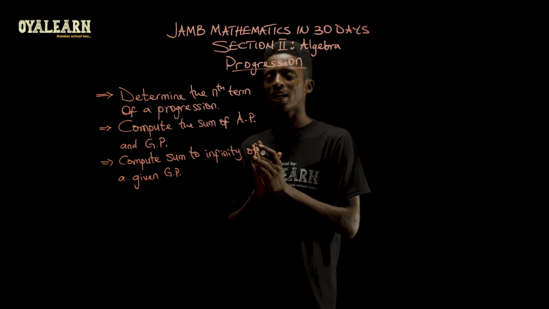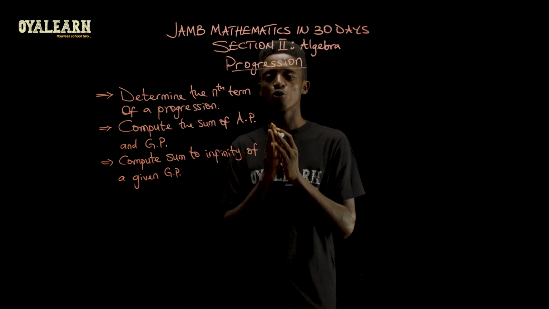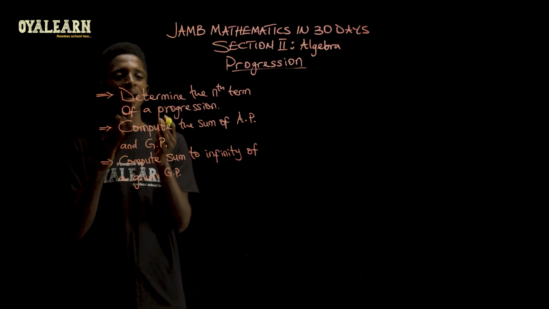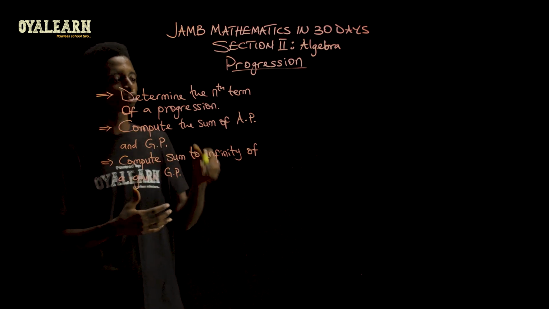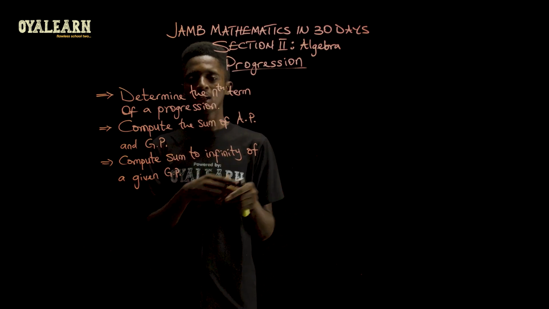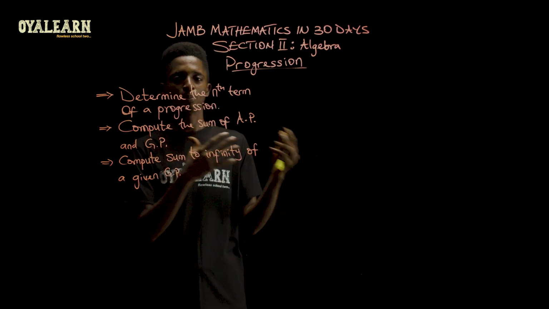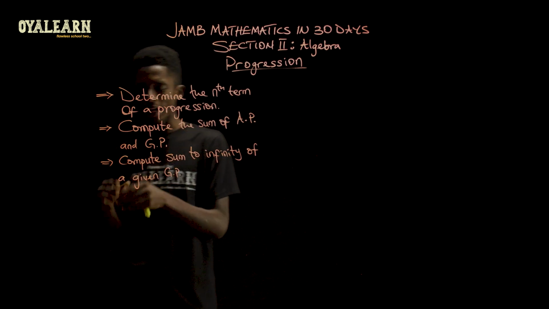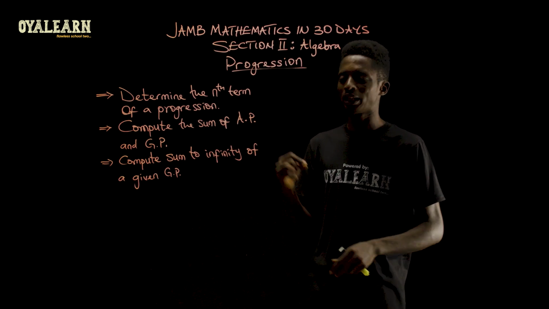But as far as Jamb is concerned, these are the objectives, the part of this topic that you are expected to master before you take the exam. The first thing that Jamb expects you to do is to be able to determine the nth term of a progression, and then you should also be able to compute the sum of AP and GP. That is when they give you a certain arithmetic progression or a certain geometric progression. That's what AP and GP stand for. When you're given any one of those, you should be able to compute the sum, right? And then you should also be able to compute the sum to infinity of a given geometric progression.